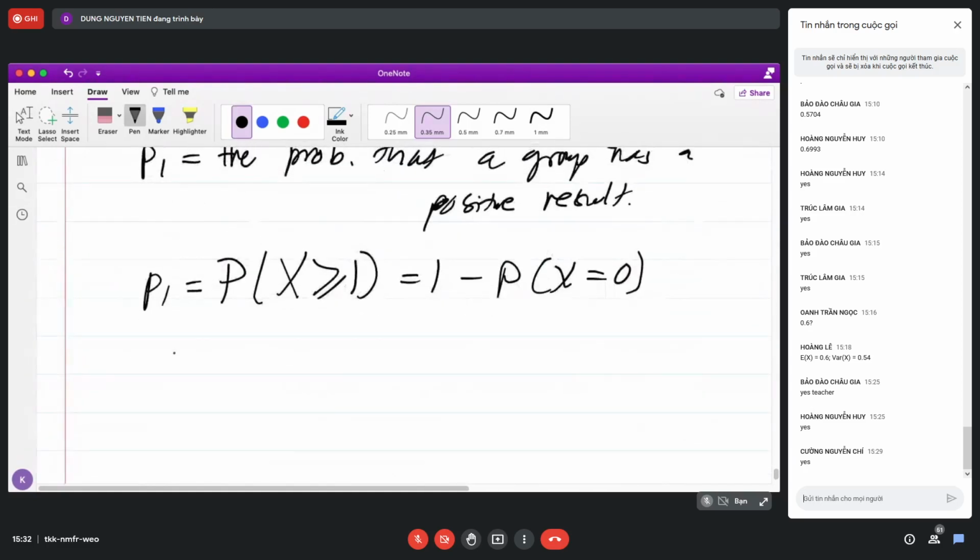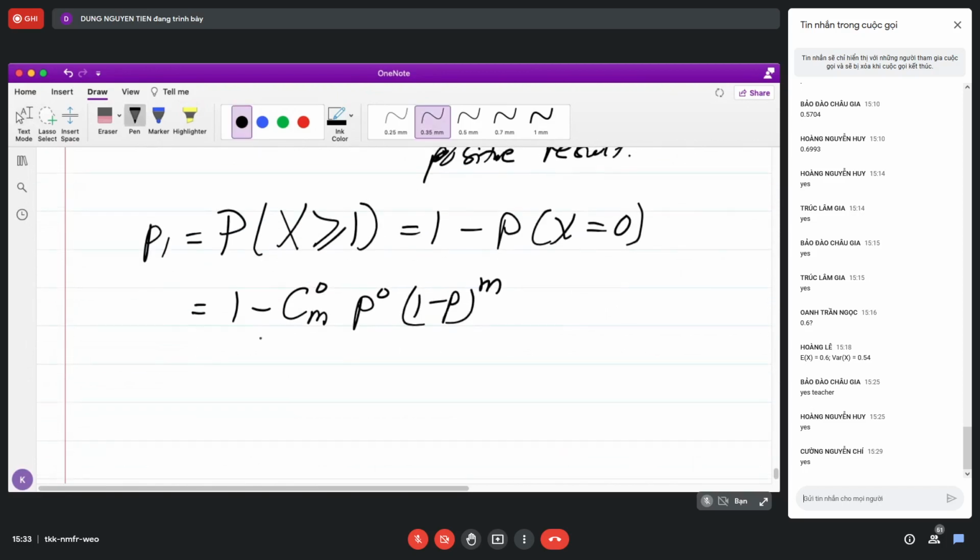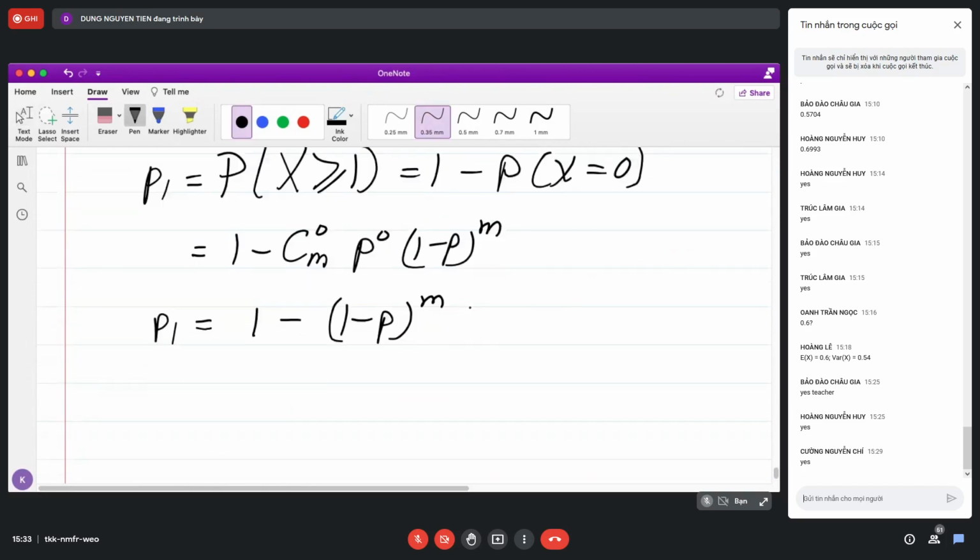Then this becomes 1 minus C(m,0), because x follows a binomial distribution with two parameters m, p. Then you get p to the 0, times (1 minus p) to the m, right? And then you have the value of p1, which is basically 1 minus (1 minus p) to the m. Do you understand? All right.